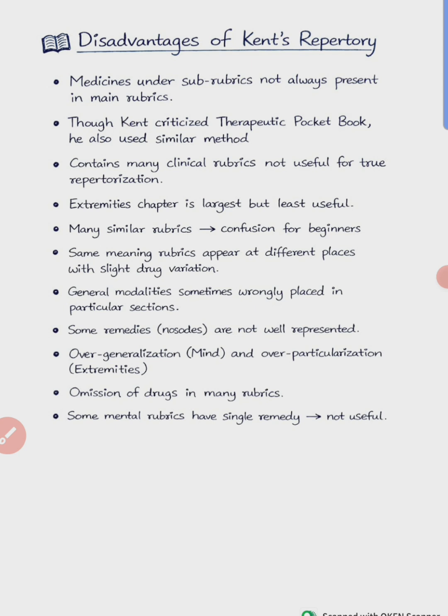General modalities are sometimes wrongly placed in the particular sections. Some remedies are not well represented, for example nosodes and sarcodes. Over-generalization of the mind section and over-particularization of the extremities section. Some mental rubrics have a single remedy, which is not very useful.